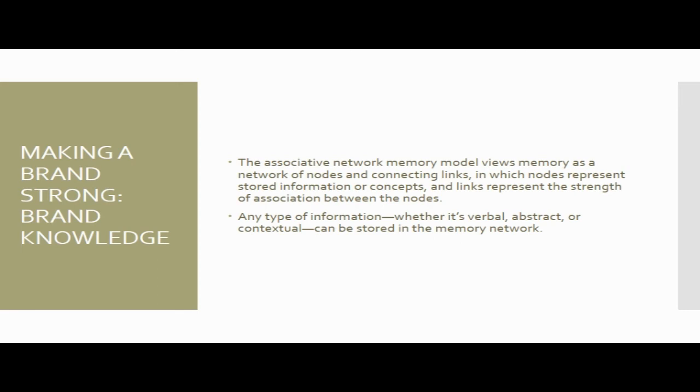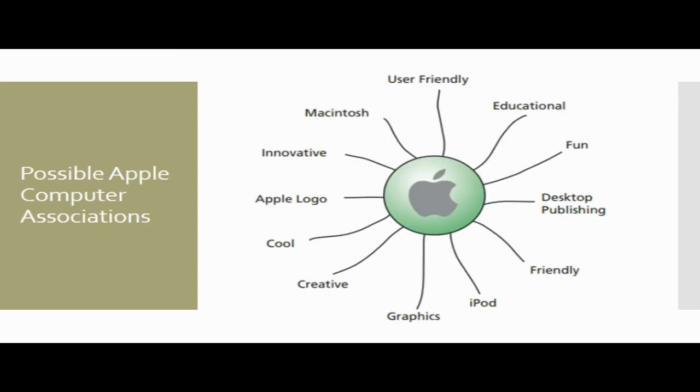Using the associative network memory model, let's think of brand knowledge as consisting of the brand node in the memory with a variety of associations linked with it. We can consider brand knowledge as having two components. One is brand awareness and another is brand image.